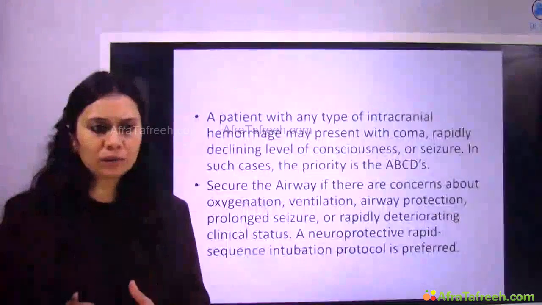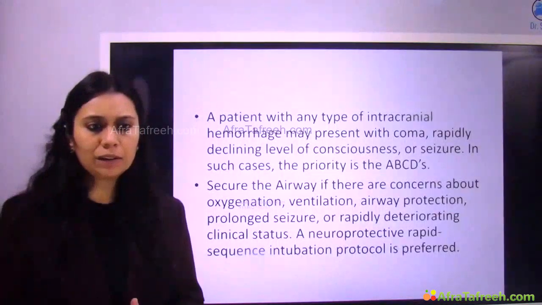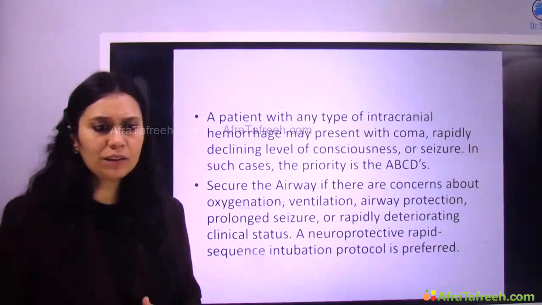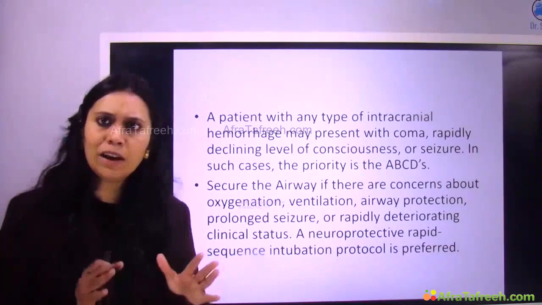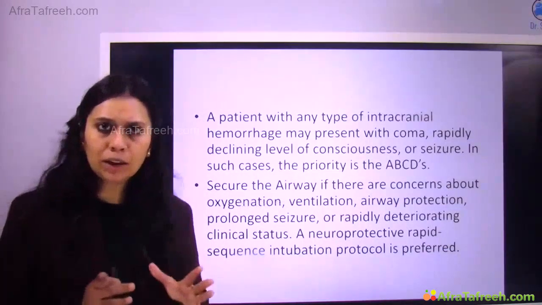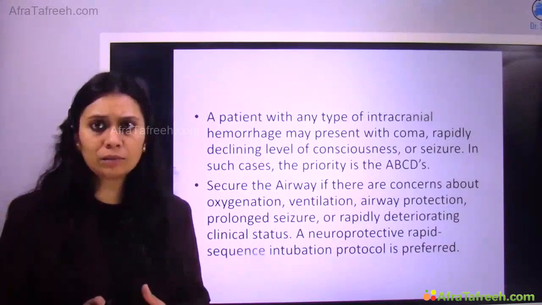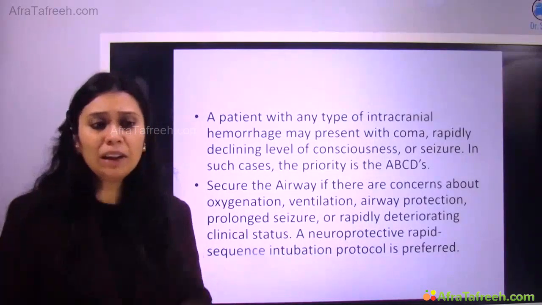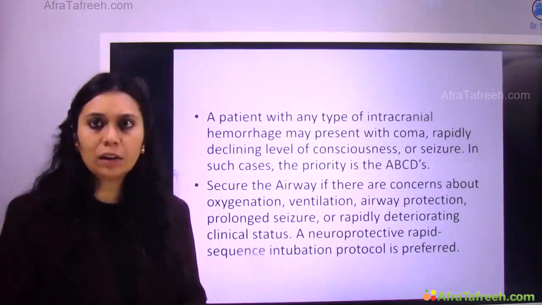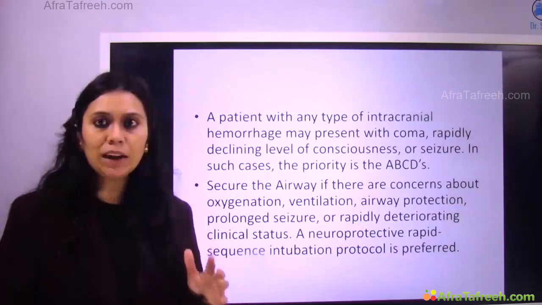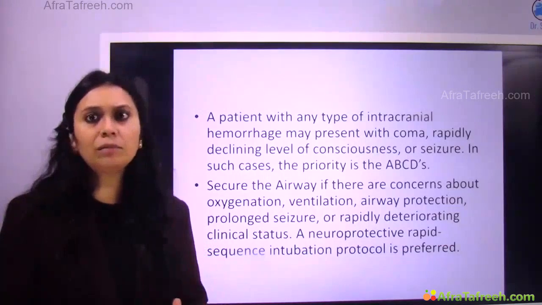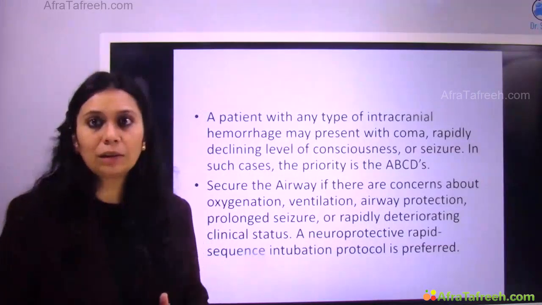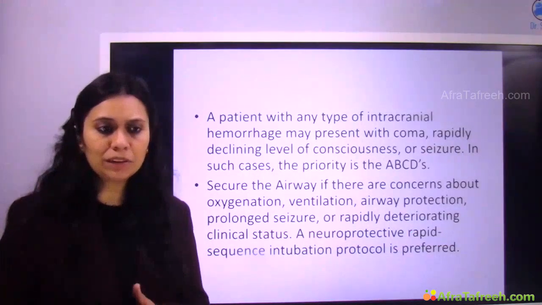Whenever a patient has any type of intracranial hemorrhage, a number of times they present with coma, rapidly declining consciousness and seizure. If they are stable, we have time, and we can go for neuroimaging after stabilizing other things. But if a patient presents with coma, rapidly deteriorating level of consciousness, or seizure, the priority is on ABCD: airway, breathing, circulation, and disability.